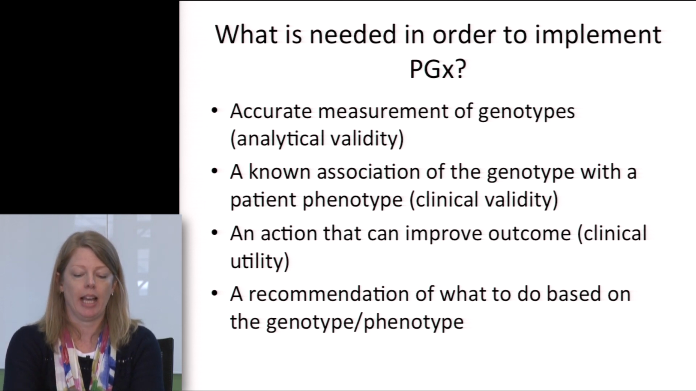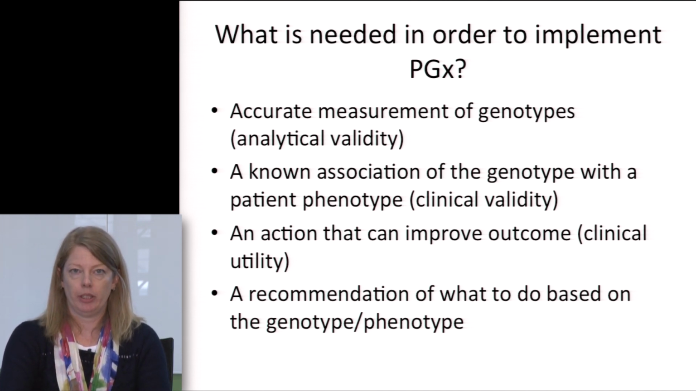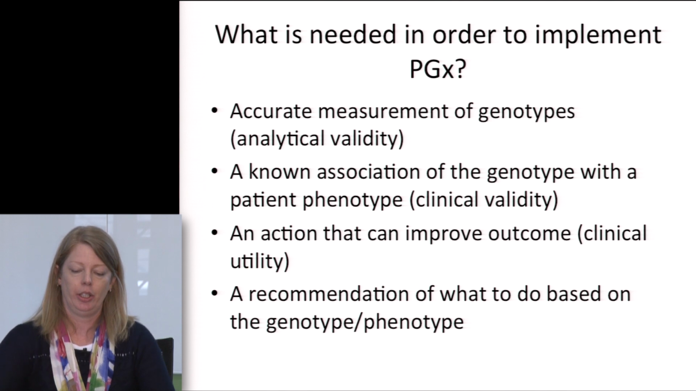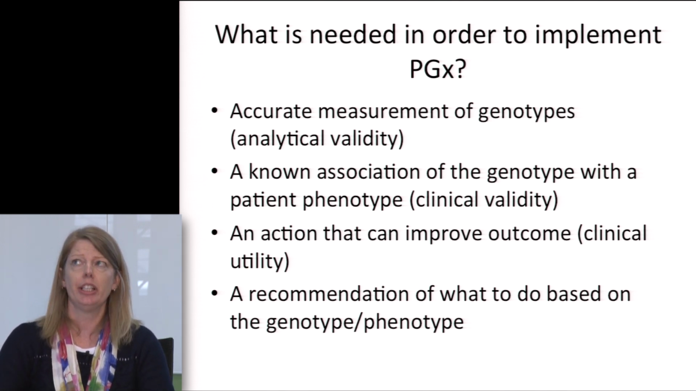You have to be able to have clinical utility, which essentially in this case means, given the fact that there's an association between the genotype and the patient phenotype, is there anything that you can do about it? If there's nothing that you can do to change the outcome, the clinical outcome for the patient, it's not very useful. It's not very useful in a clinical setting.